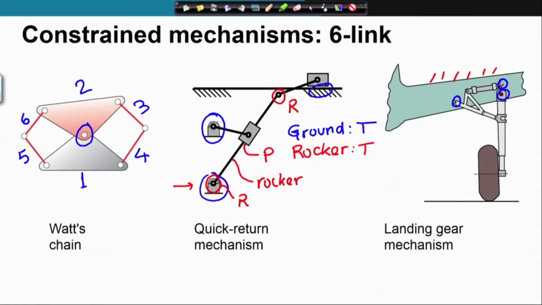Which is the other ternary link? You can see this. This is a ternary link with kinematic pairs here, here and here. Once again you have two ternary links, the aircraft body and this triangular link, and they are connected at this kinematic pair. So, this is also a Watts chain.